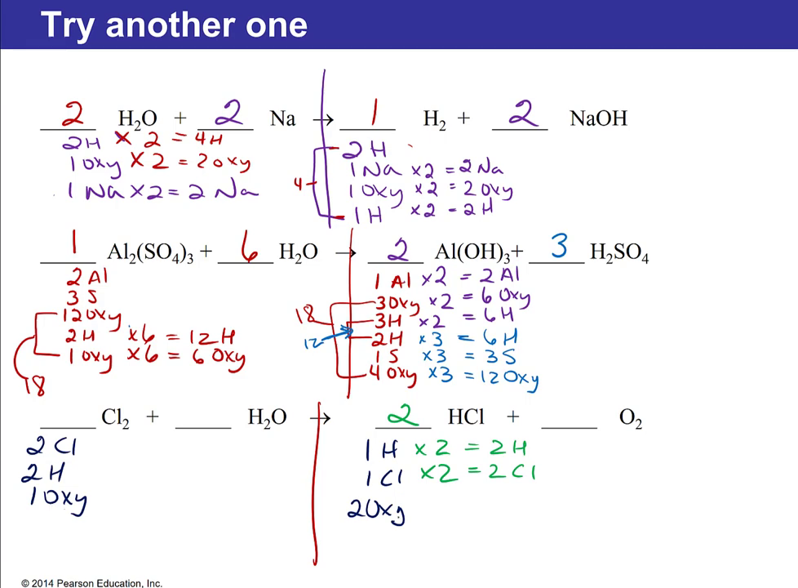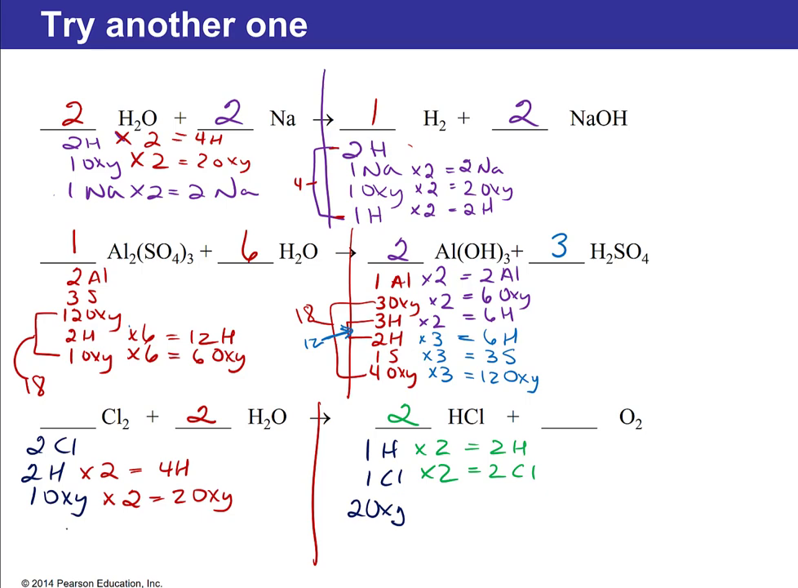Over here I have one, over here I have two. So I know that I'm going to have to have two water molecules. Make sure though, it's two H2O. So I have to multiply the hydrogens by two and I have to multiply the oxygens by two. Rats. So what I did is I messed up my hydrogens. So I'm gonna have to go back and fix this. So you don't have to start all over. I've just got to go back and fix this.